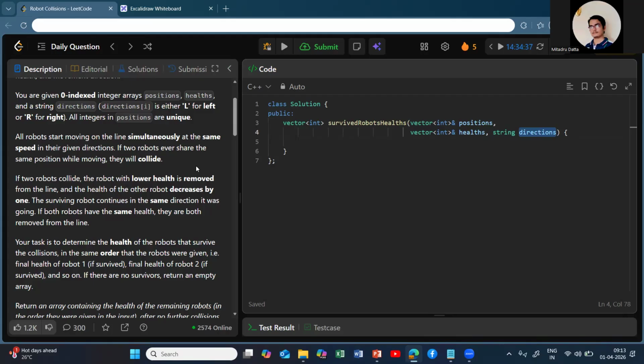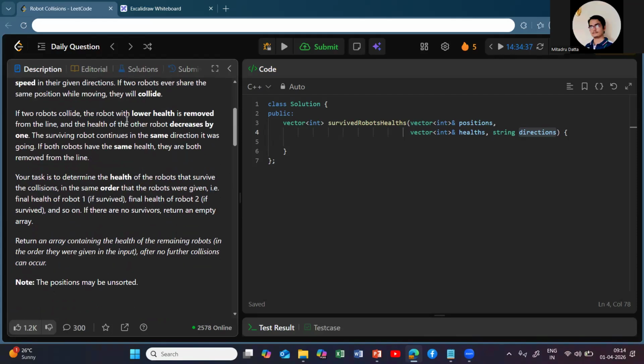If two robots ever share the same position while they move, they will collide. Okay. If two robots collide, the robot with the lower health is removed from the line. Okay, and the health of the other robot decreases by one. So please make sure that you pay attention to the things which are told here.